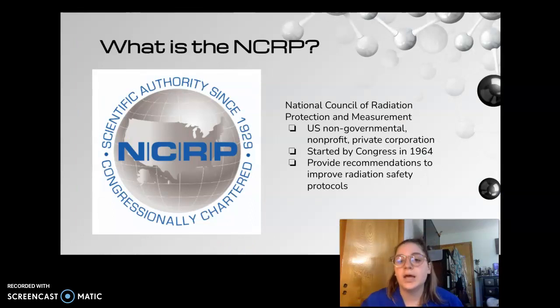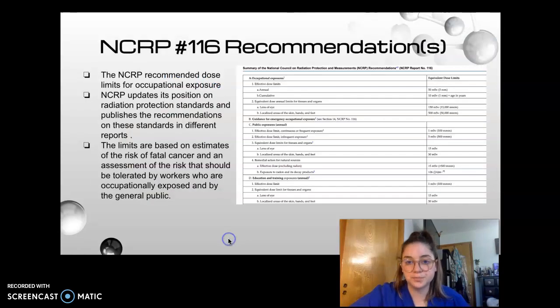Now, the NCRP, also known as the National Council of Radiation Protection and Measurement. This is a non-governmental, non-profit, private corporation which was started by Congress in 1964. They provide recommendations to improve radiation safety protocols. They are in charge of making the assumptions and regulations on how much radiation we should be receiving, the depth of which we are exposed to, and how we monitor what is actually going into our bodies, radiation-wise.